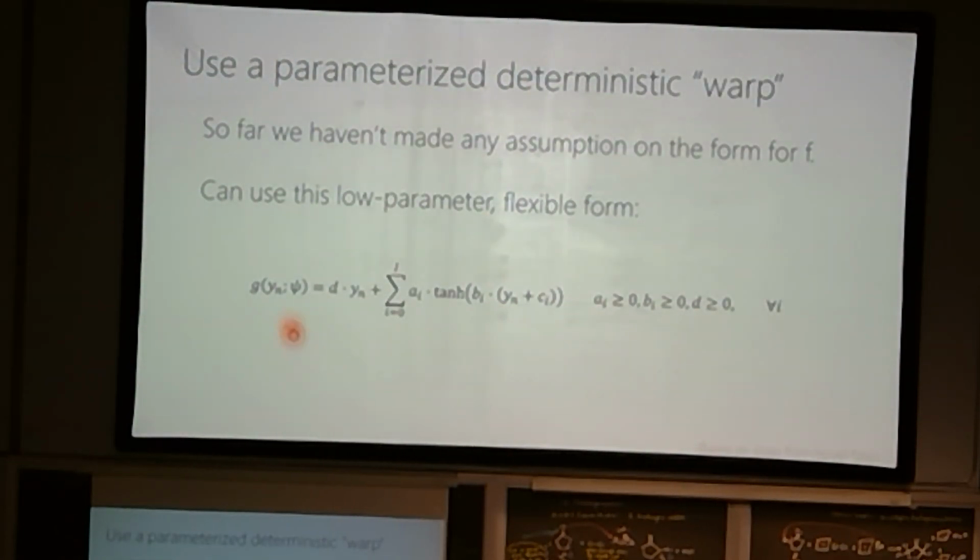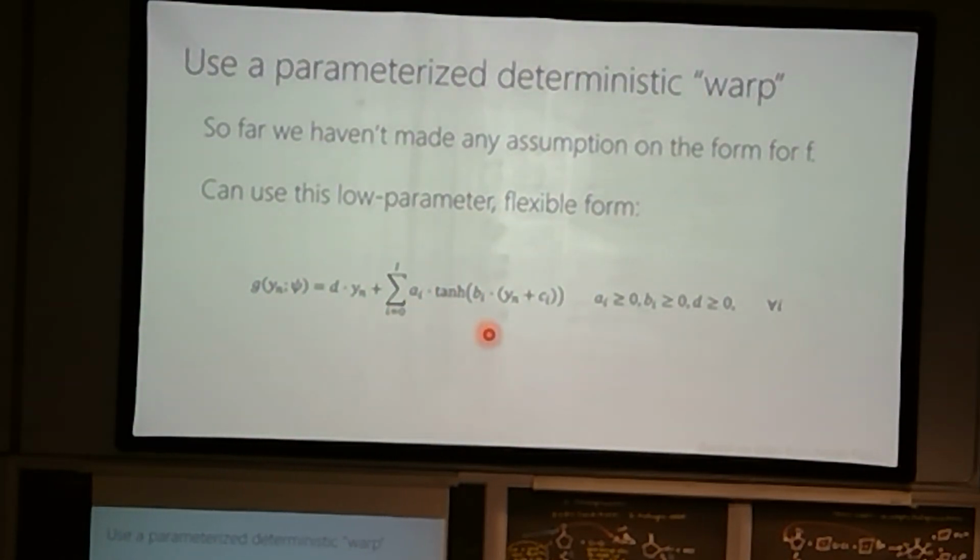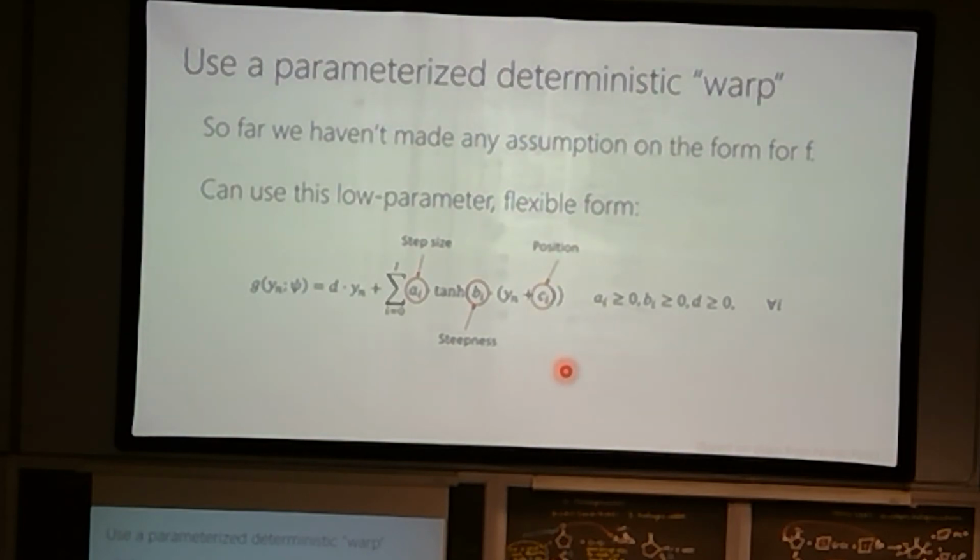And what might you use for these warping functions? So one thing that's used is you want them to be monotonic and flexible. In this example, you just have a bunch of tanh's, each of which is monotonic, and you have some parameters so you can shift them around. Altogether, this gives you a very flexible warping function. And that just has stuff like step size, steepness, position, and things like this.